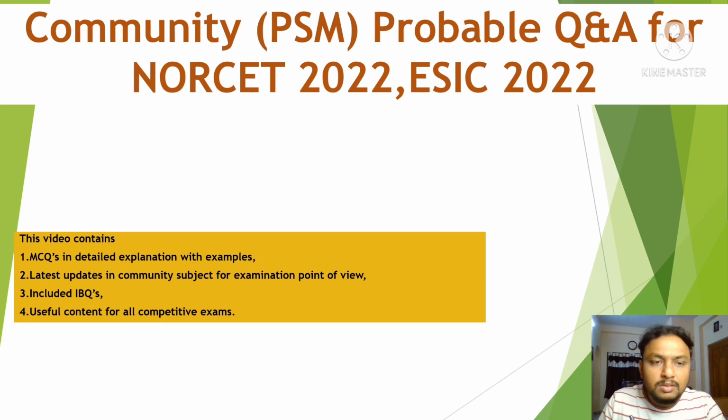Today we will discuss some of the probable Q&A for NORCET 2022 and ESIC 2022 exams. The subject is Community Health Nursing, or PSM, Preventive Social Medicine. Near about 20 to 25 questions I will explain in detail with examples also. Please try to follow. These are very important questions for your NORCET. Definitely you will get at least 10 to 15 questions out of this. These are some of the repeated questions also.